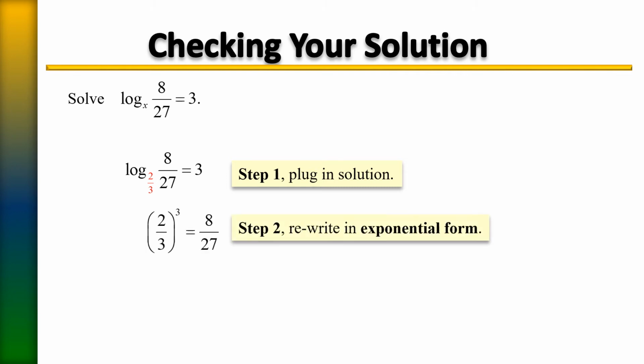And that is correct because when I multiply the number 2 3 times, I get 8. When I multiply the number 3 3 times, I get 27. And so there you have it. It does check that our solution is indeed 2/3.